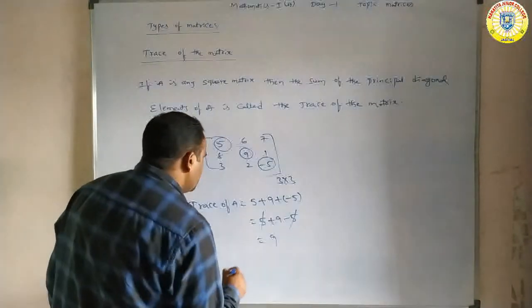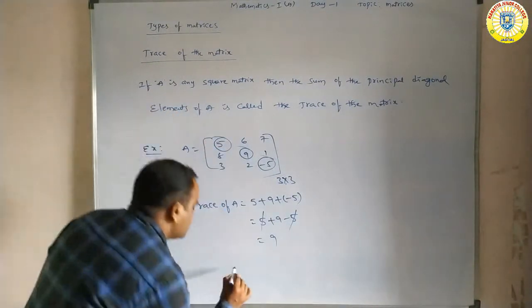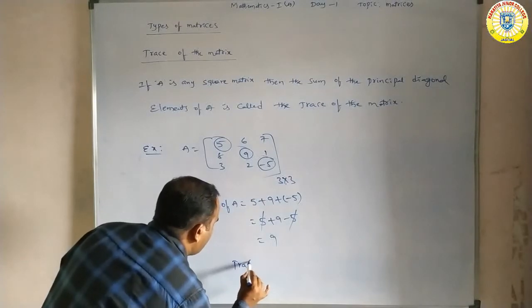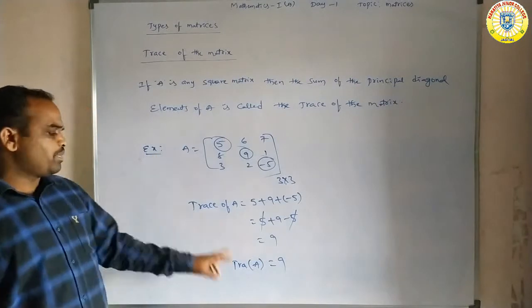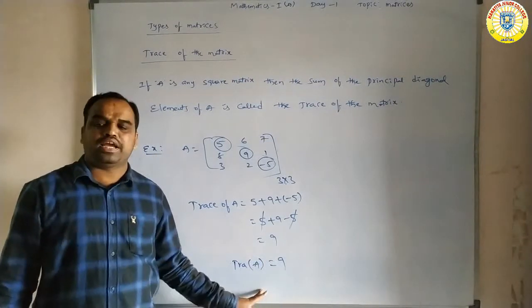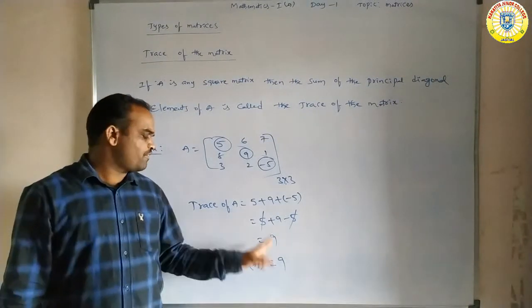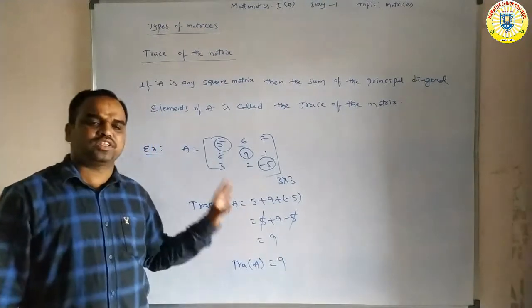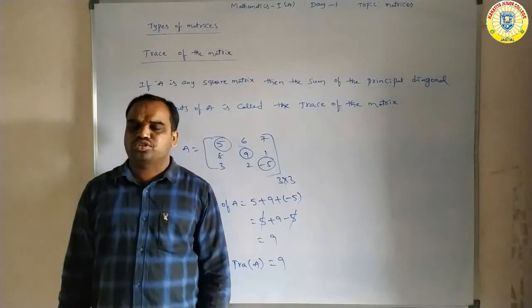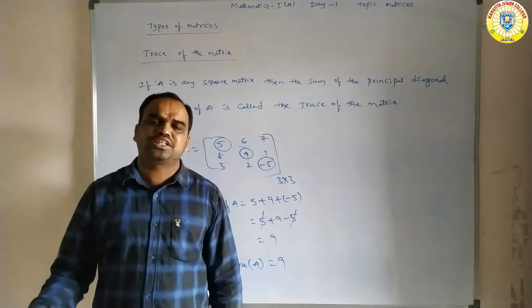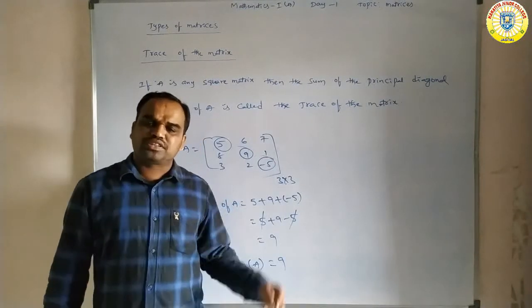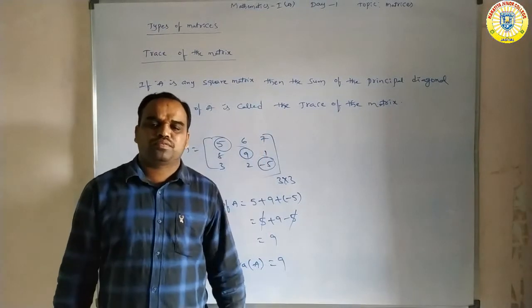Trace of the matrix is denoted by tr(A). Trace of A is equal to 9. What is the definition? This is important for very short questions. The sum of the principal diagonal elements of a square matrix is called the trace of the matrix.